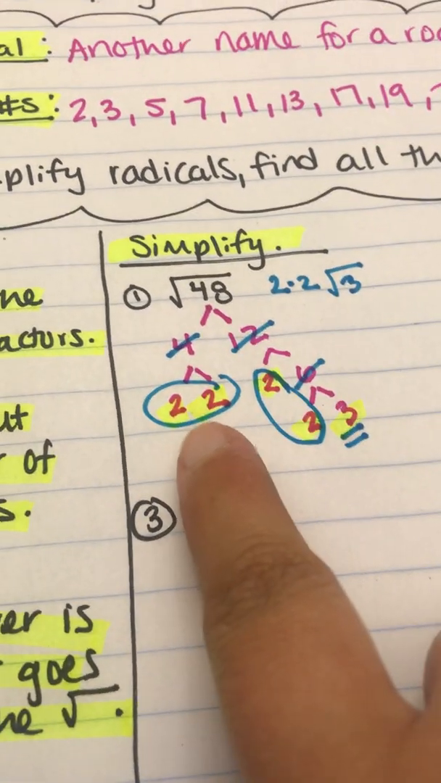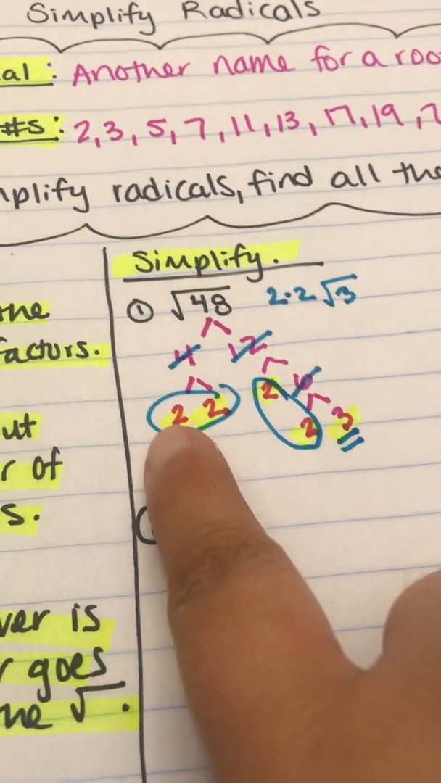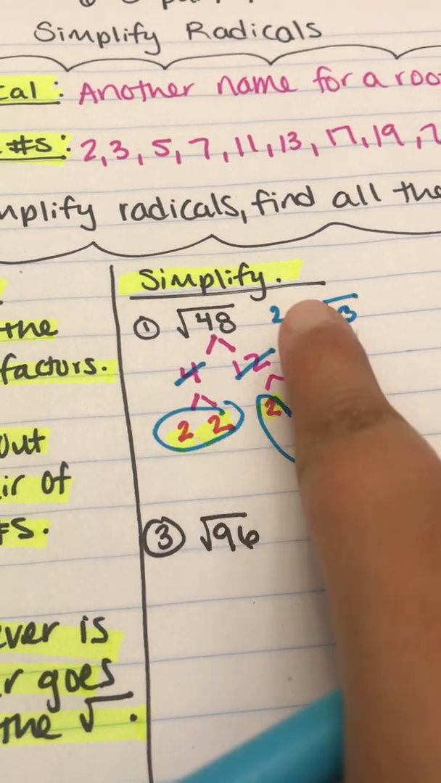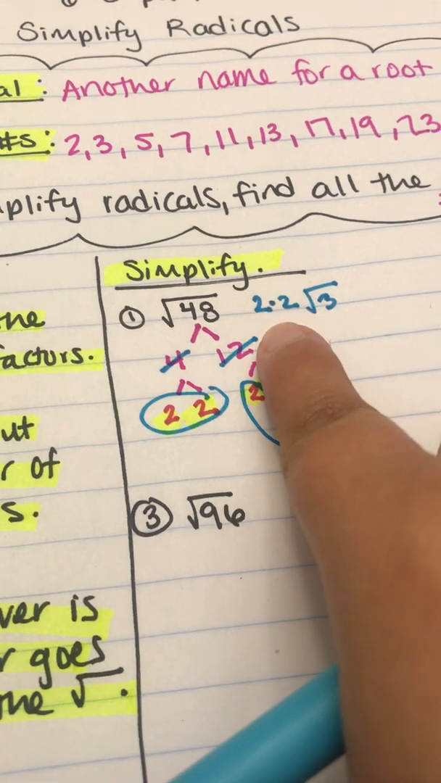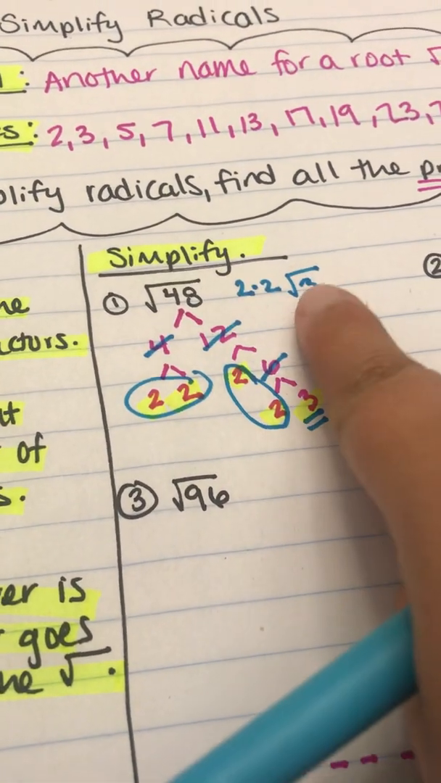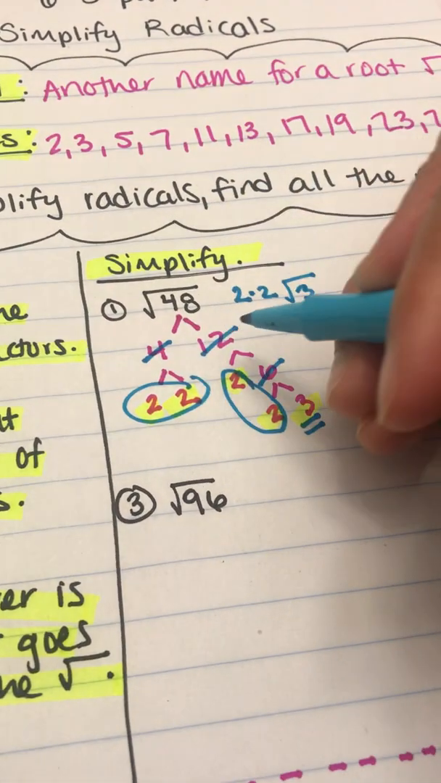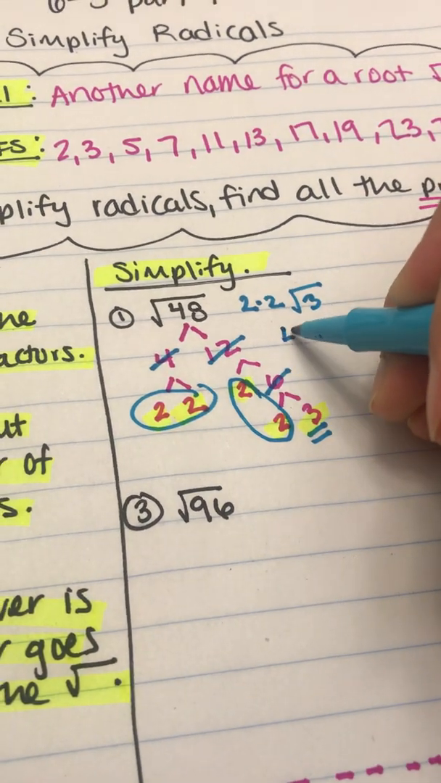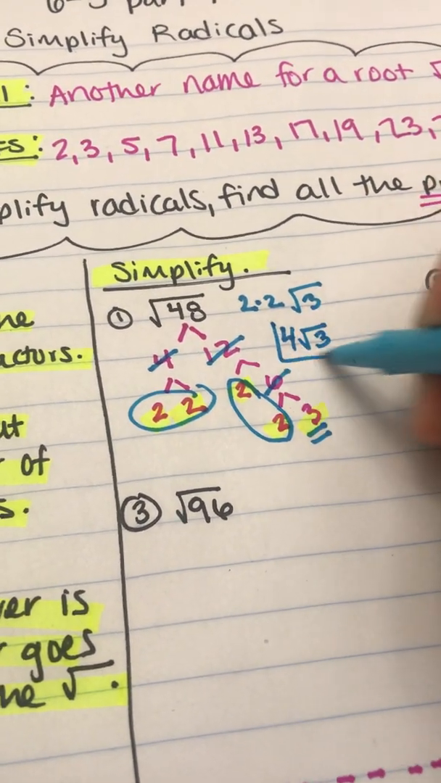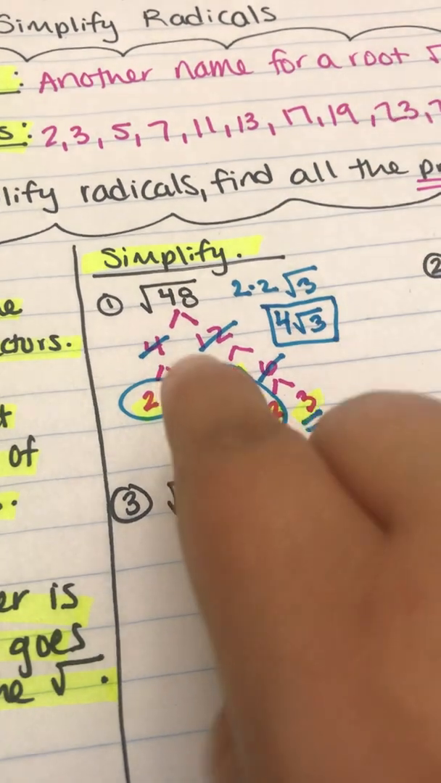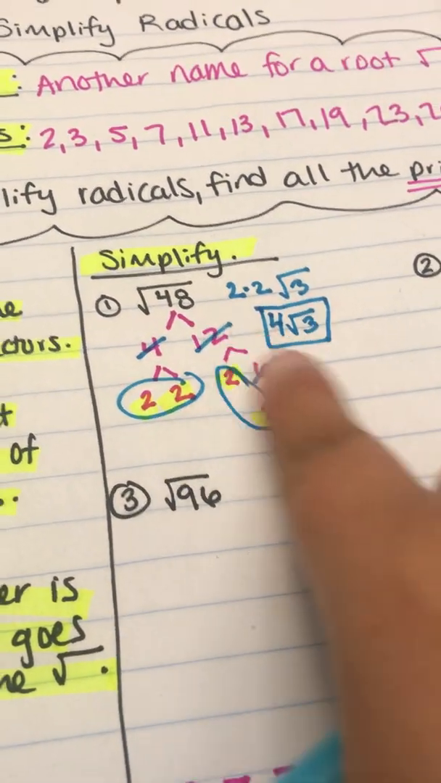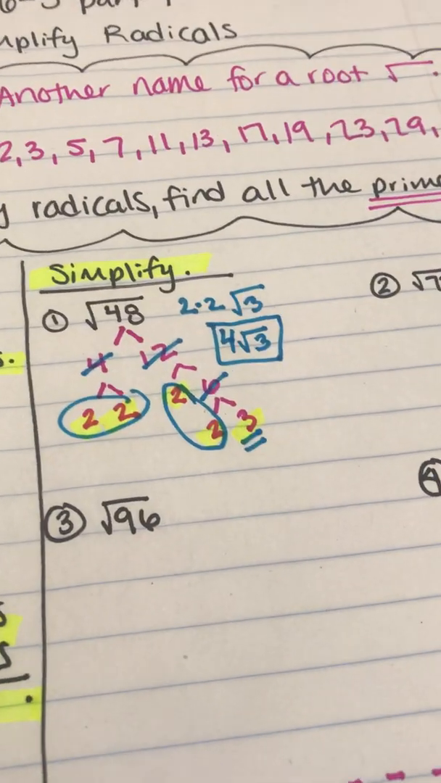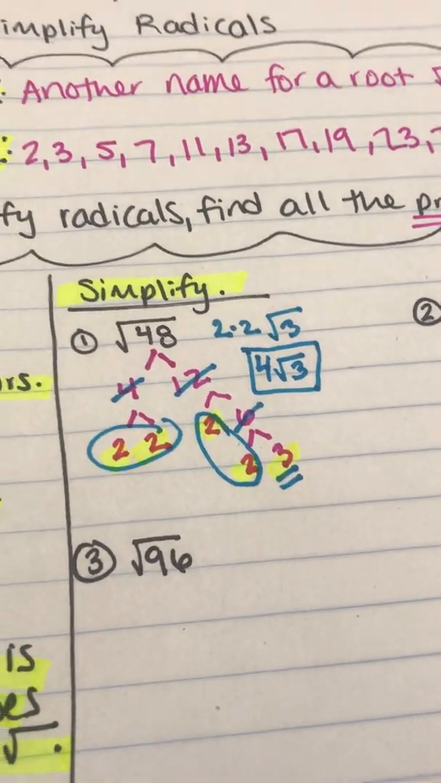Anytime you have a pair, you take one number out for it. So here we had two 2's, so we took out one 2. Here we had another pair of 2's, so we took out another 2. And then the 3 left over goes under the square root. So if you do 2 times 2, our final answer is 4 root 3. So these two, 4 root 3 and square root of 48, are equivalent. This is just a simplified way of writing it. It's more accurate than changing it to a decimal.